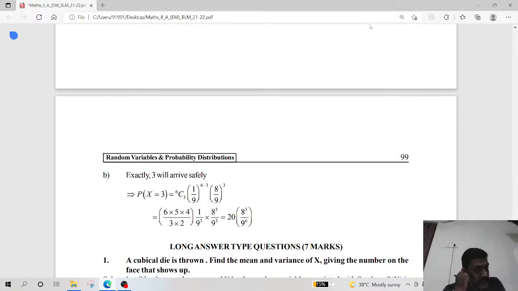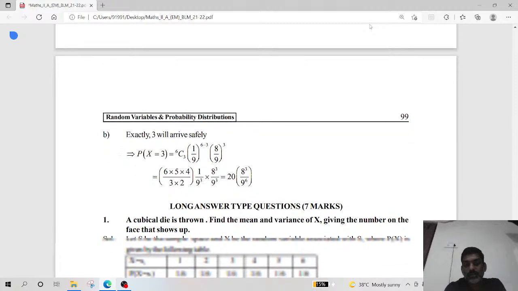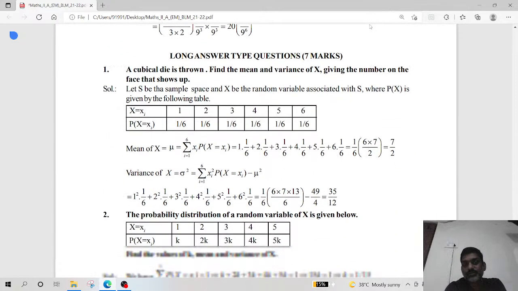Second part: exactly 3 will arrive safely means P of x is equal to 3, we have to find out. Right? Next, long answer type questions.